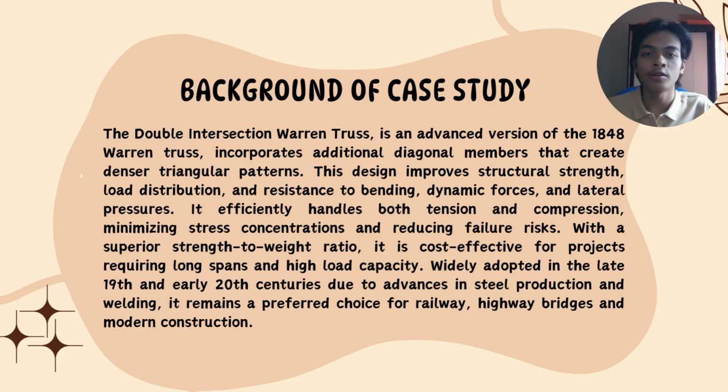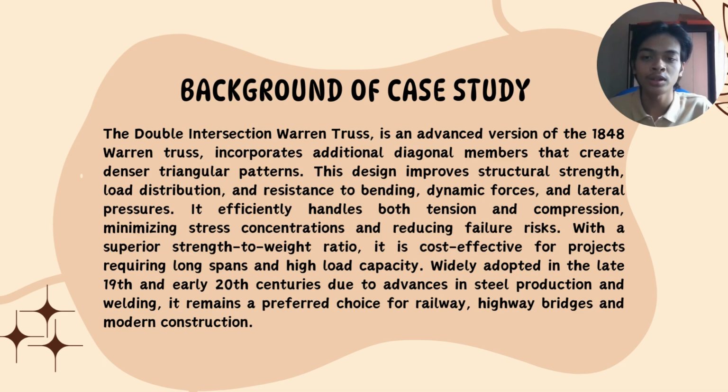Alright, for the background of the case study, the double intersection Warren truss is an advanced version of the 1848 Warren truss. It incorporates additional diagonal members that create denser triangular patterns. This design improves structural strength, load distribution, and resistance to bending, dynamic forces, and lateral pressure. It efficiently handles both tension and compression, minimizing stress concentration and reducing failure risk.